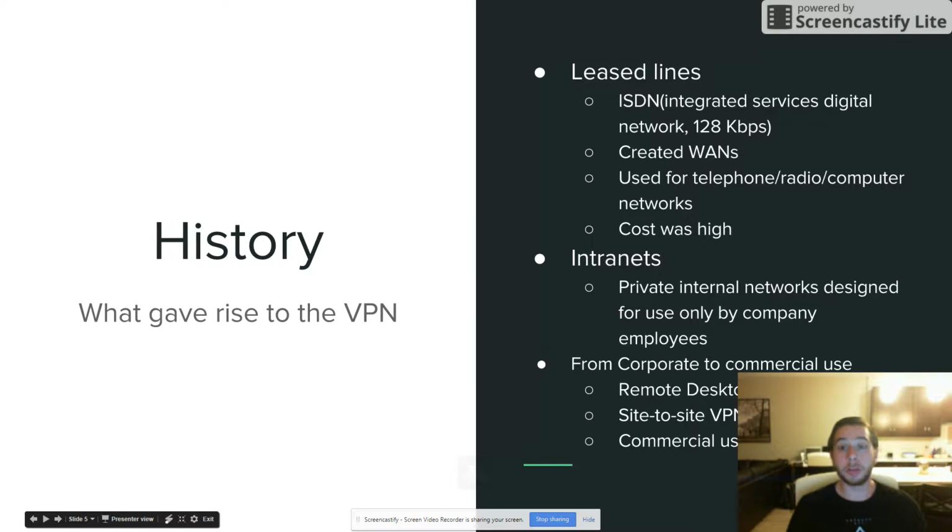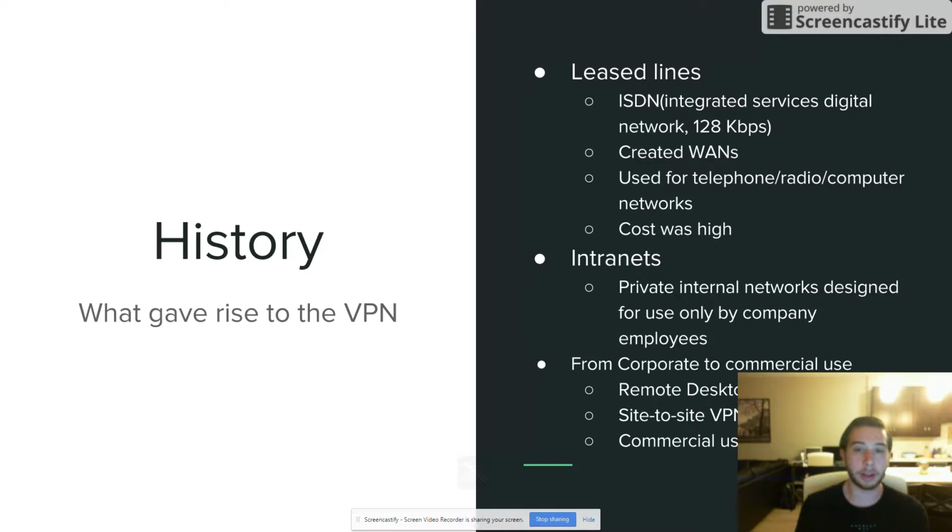As far as the history goes, there used to be this thing called leased lines, which telecommunication companies used. They were basically cables that you could use to connect different corporate buildings so that they could secure their data transmission so that no one else could see or hear what they were doing. The cost was a little high, depending on how far the cables had to be run.